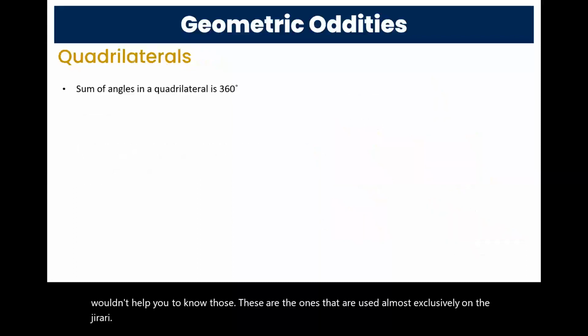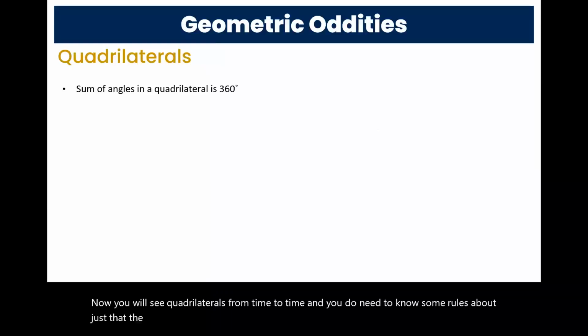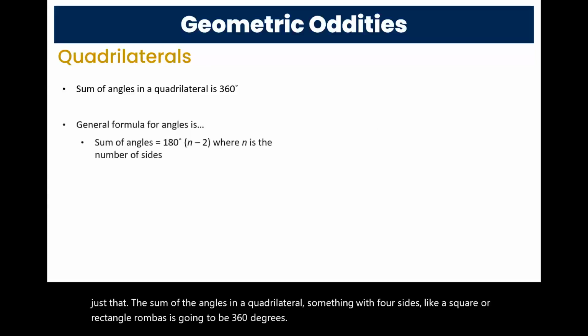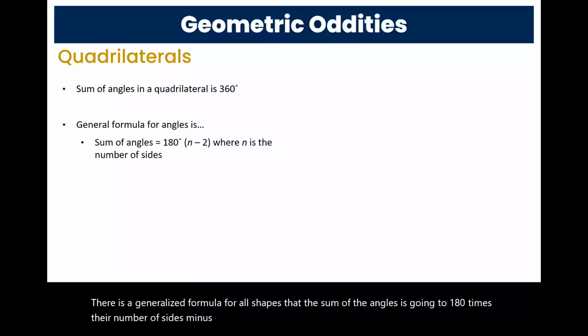Now, you will see quadrilaterals from time to time, and you do need to know some rules about them. Just that the sum of the angles in a quadrilateral, something with 4 sides, like a square or a rectangle or rhombus, is going to be 360 degrees. There is a generalized formula for all shapes that the sum of the angles is going to be 180 times their number of sides minus 2. So what would be the number of degrees in a hexagon?